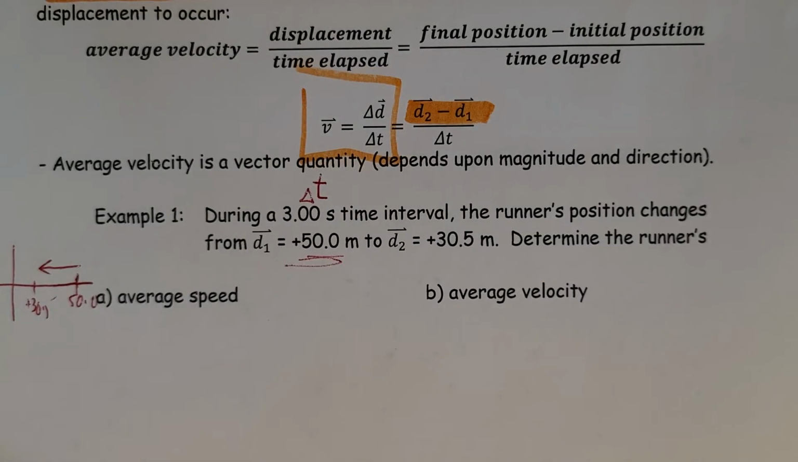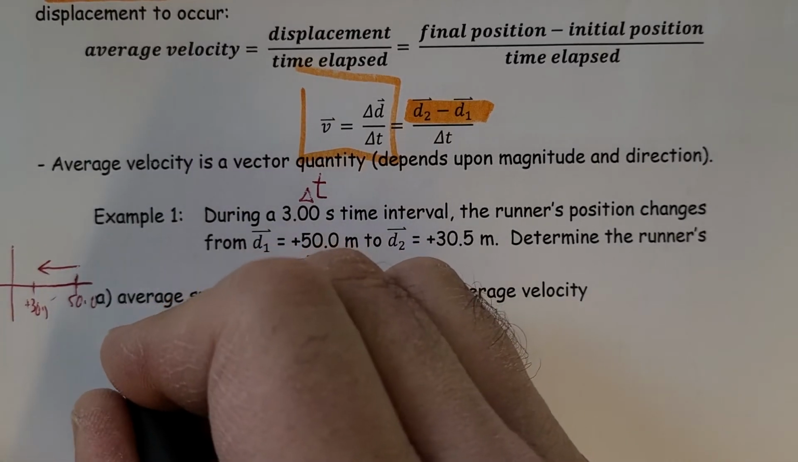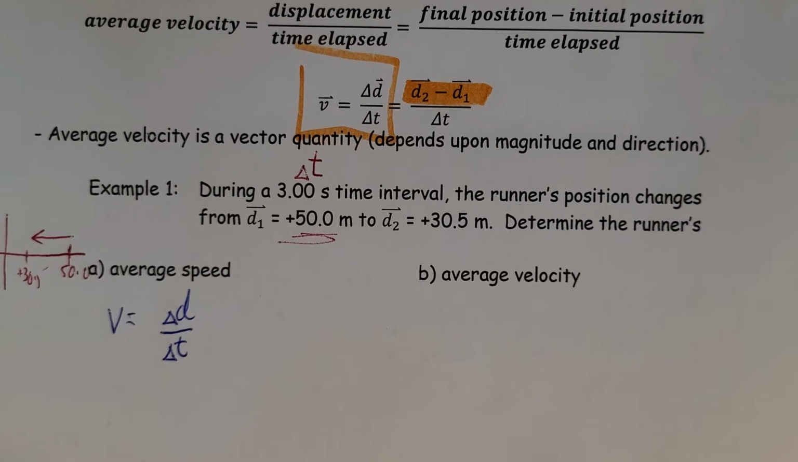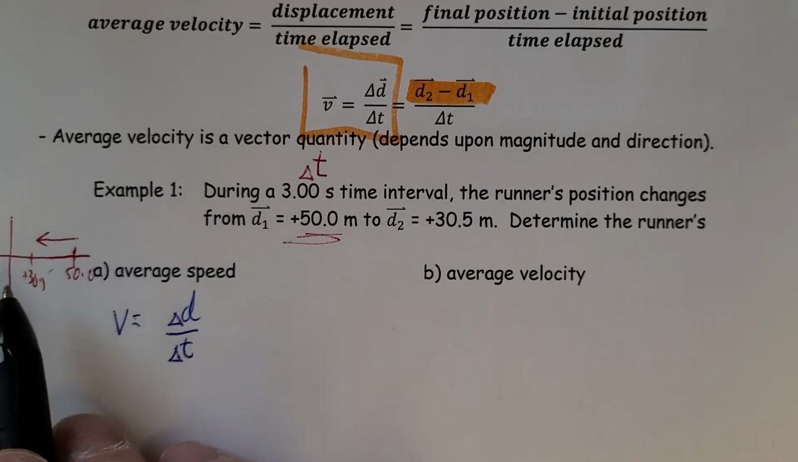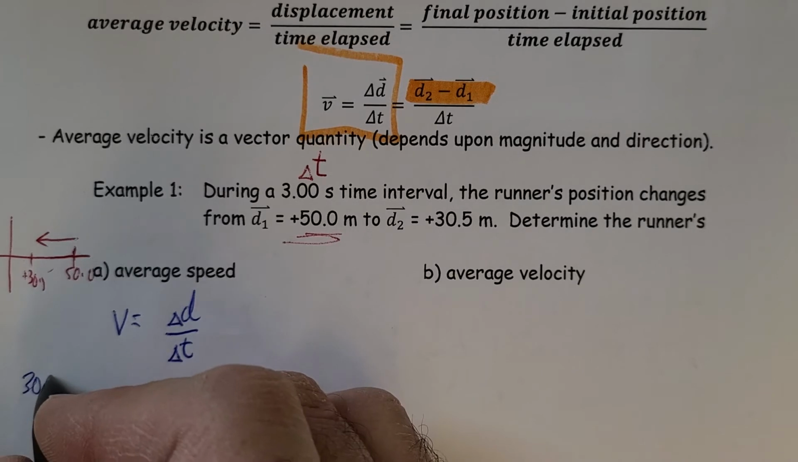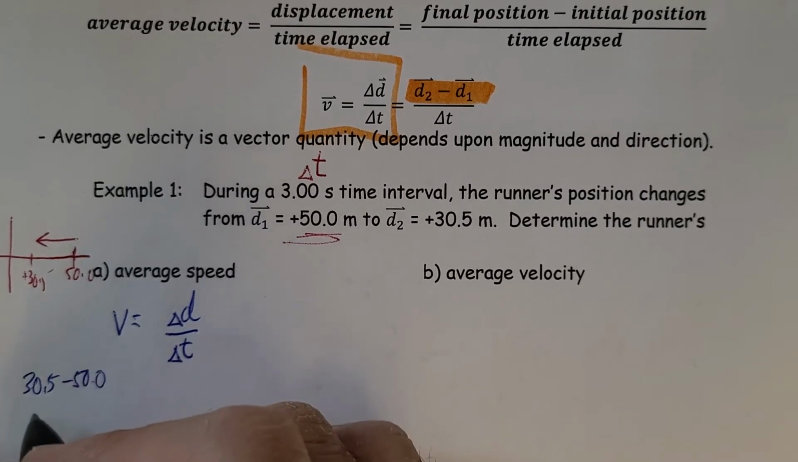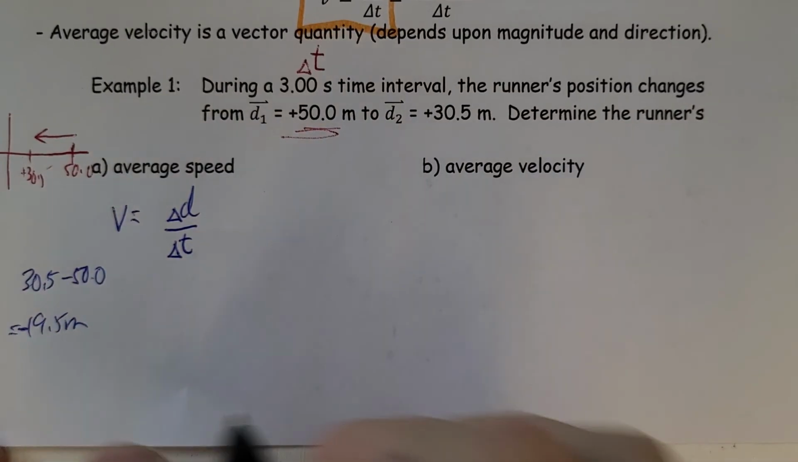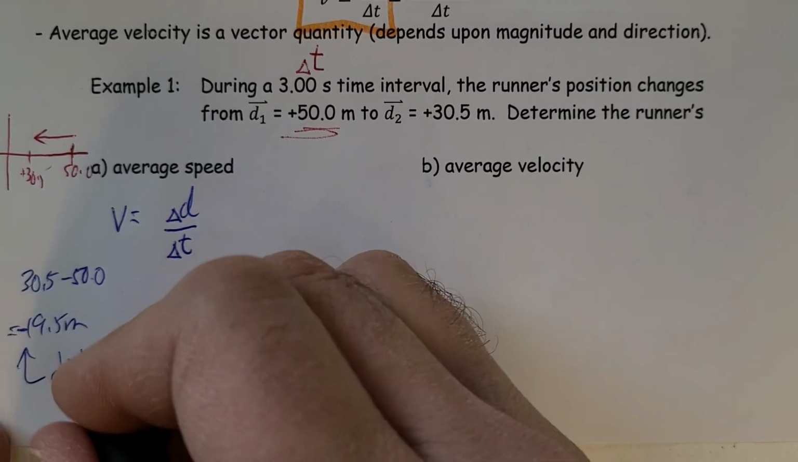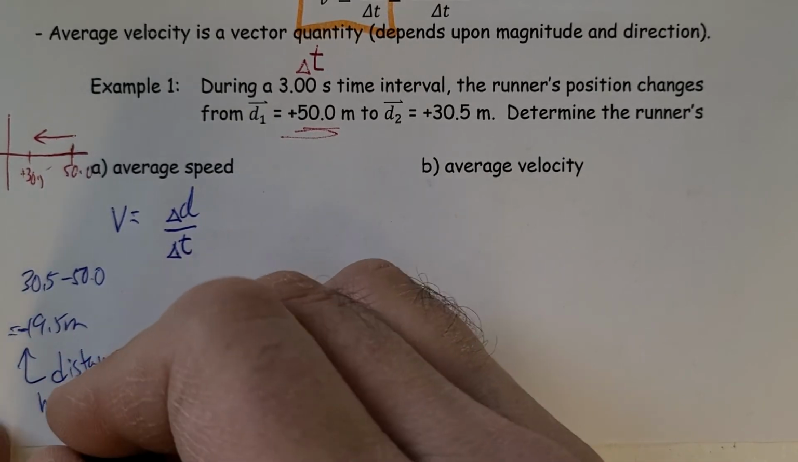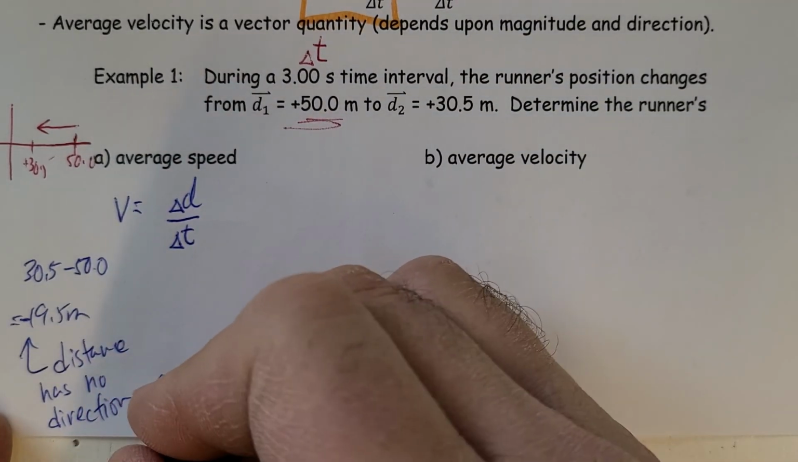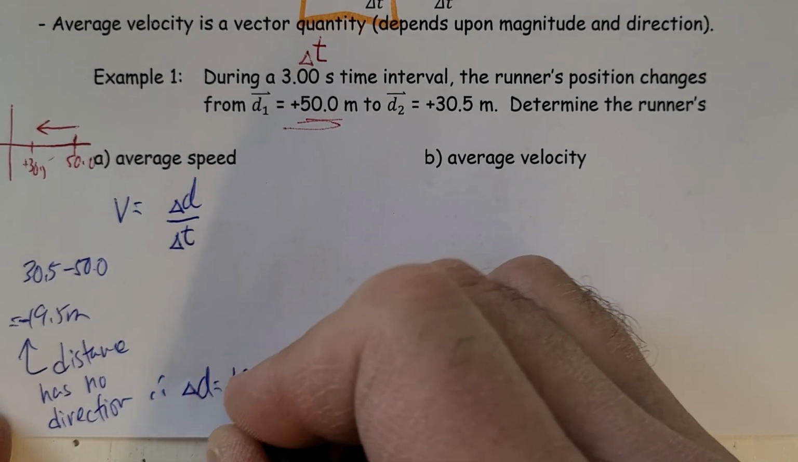So if we look at the distance traveled, for average speed we need to know distance traveled over time. So the distance traveled, if we went from this spot to this spot, we could do that easily by subtraction. So 30.5 minus 50 is going to give us a negative 19.5. But if you recall, distance has no direction. Therefore, delta D is just simply 19.5.